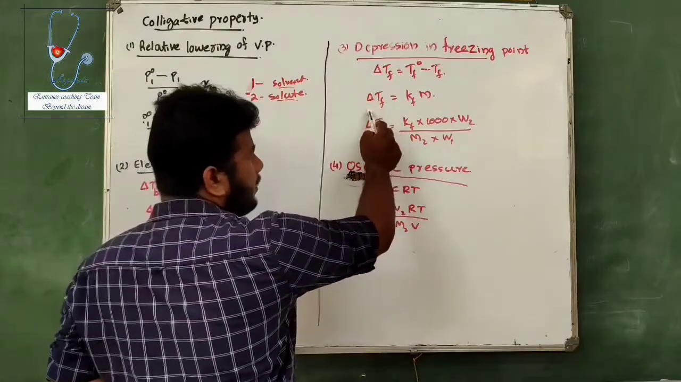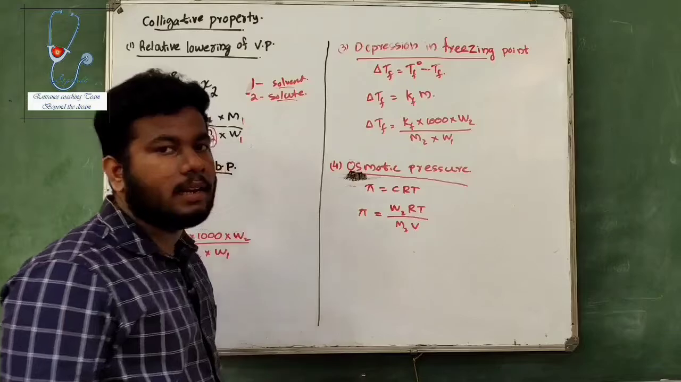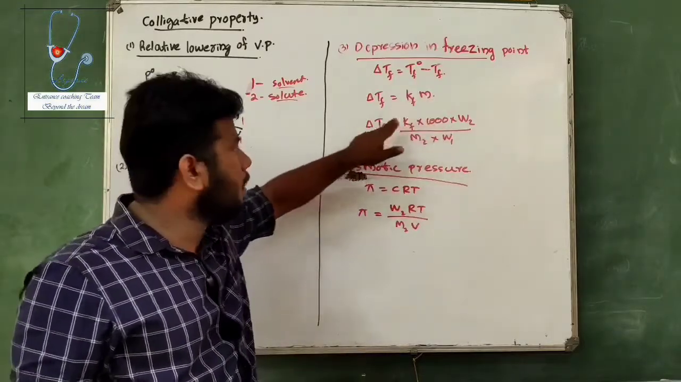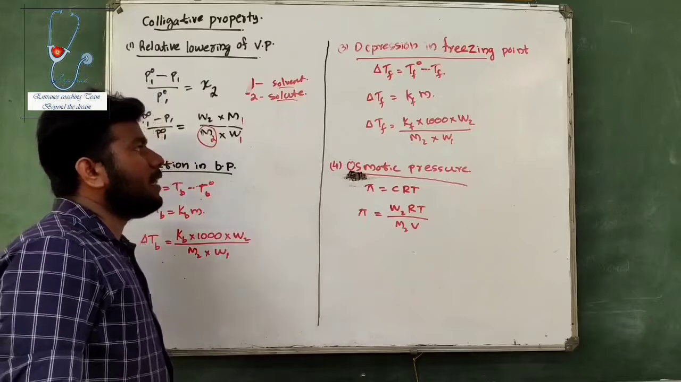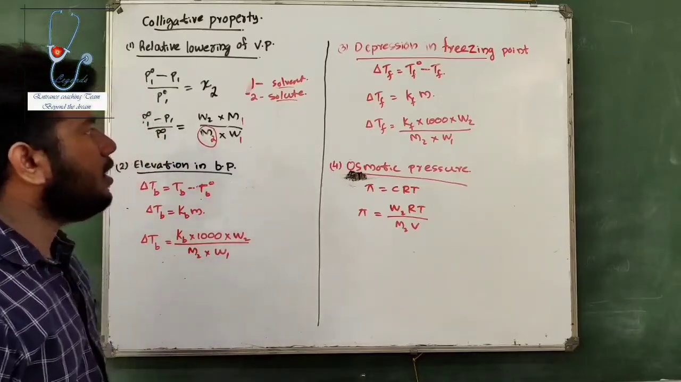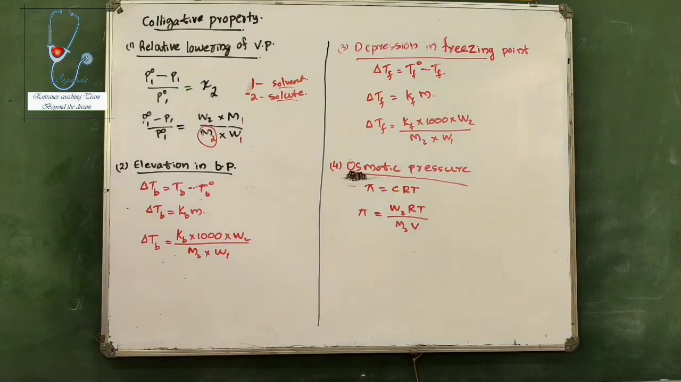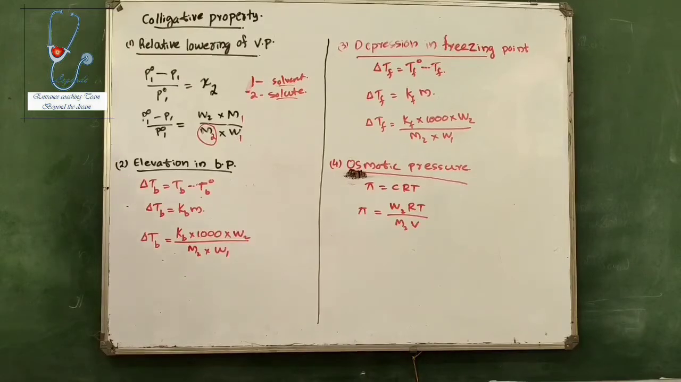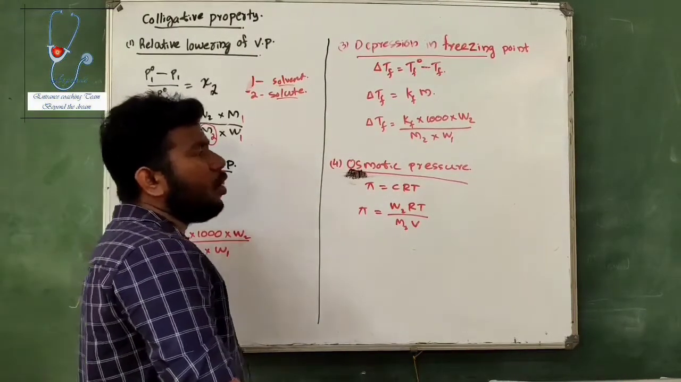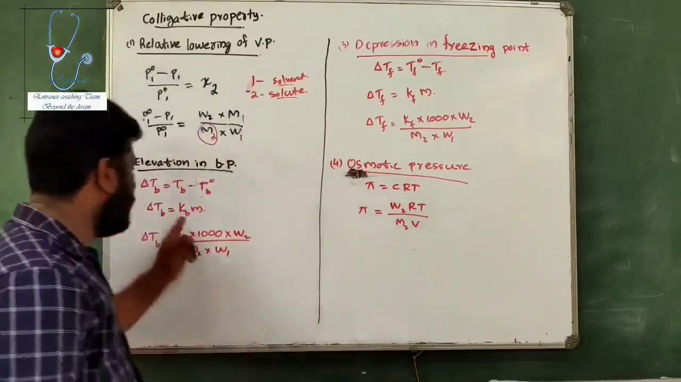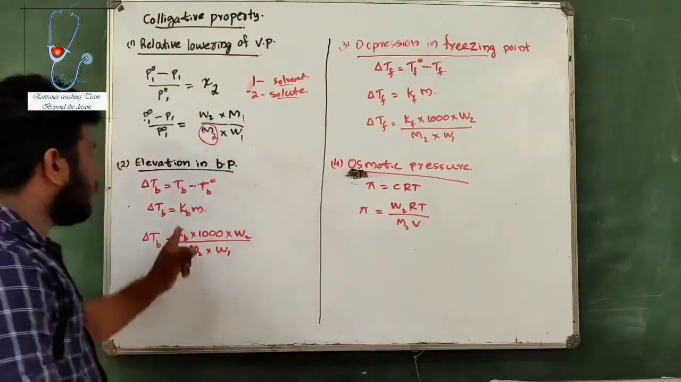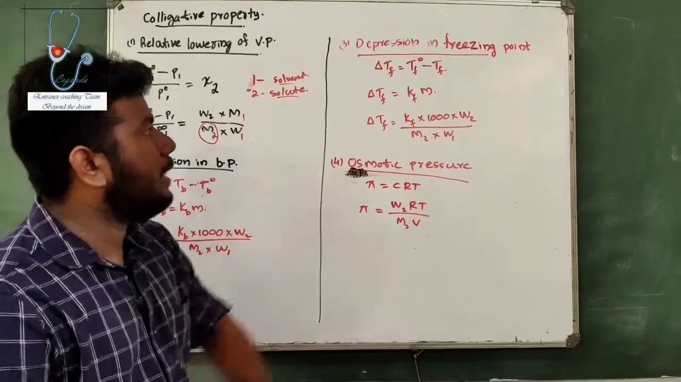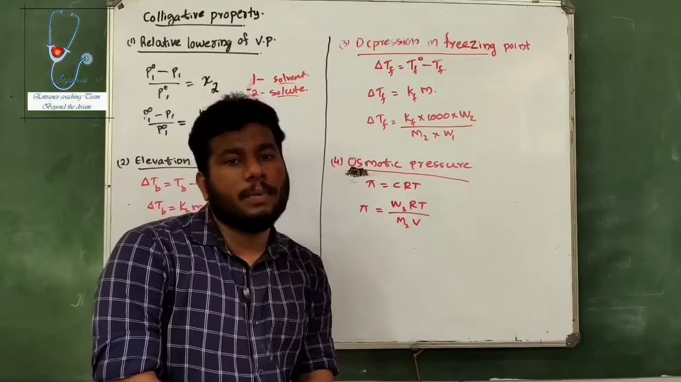Then depression in freezing point is directly proportional to molality. Delta TF is equal to KF into m. Here KF is a proportionality constant, called the freezing point depression constant, or molal depression constant, or cryoscopic constant. KB is called the ebullioscopic constant and KF is called the cryoscopic constant.